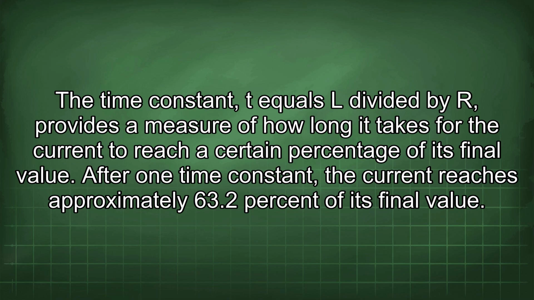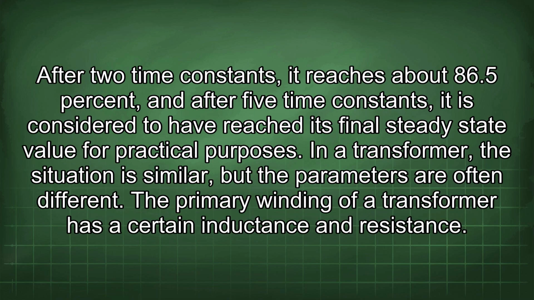The time constant, T equals L divided by R, provides a measure of how long it takes for the current to reach a certain percentage of its final value. After one time constant, the current reaches approximately 63.2% of its final value. After two time constants, it reaches about 86.5%, and after 5 time constants, it is considered to have reached its final steady-state value for practical purposes.